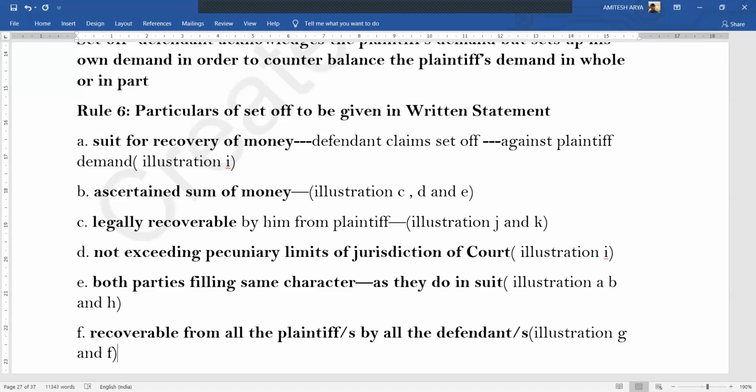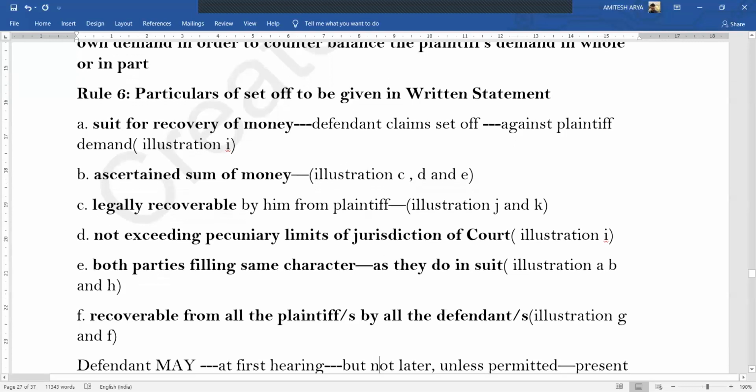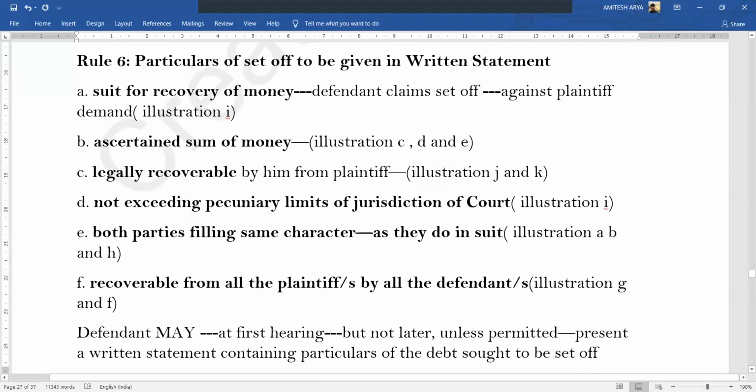So for the particulars of a set off, first, it should be in a suit for recovery of money. Please see illustration 1 with this. Secondly, the sum of money that you are talking about should be an ascertained sum of money. Third, it should be legally recoverable by him from the plaintiff. Fourth, it should not exceed the pecuniary limits of the court where the plaint has been presented. Then fifth, both the parties should have the same character as they do in the suit. And sixth is that it should be recoverable from all the plaintiffs or by all the plaintiffs.